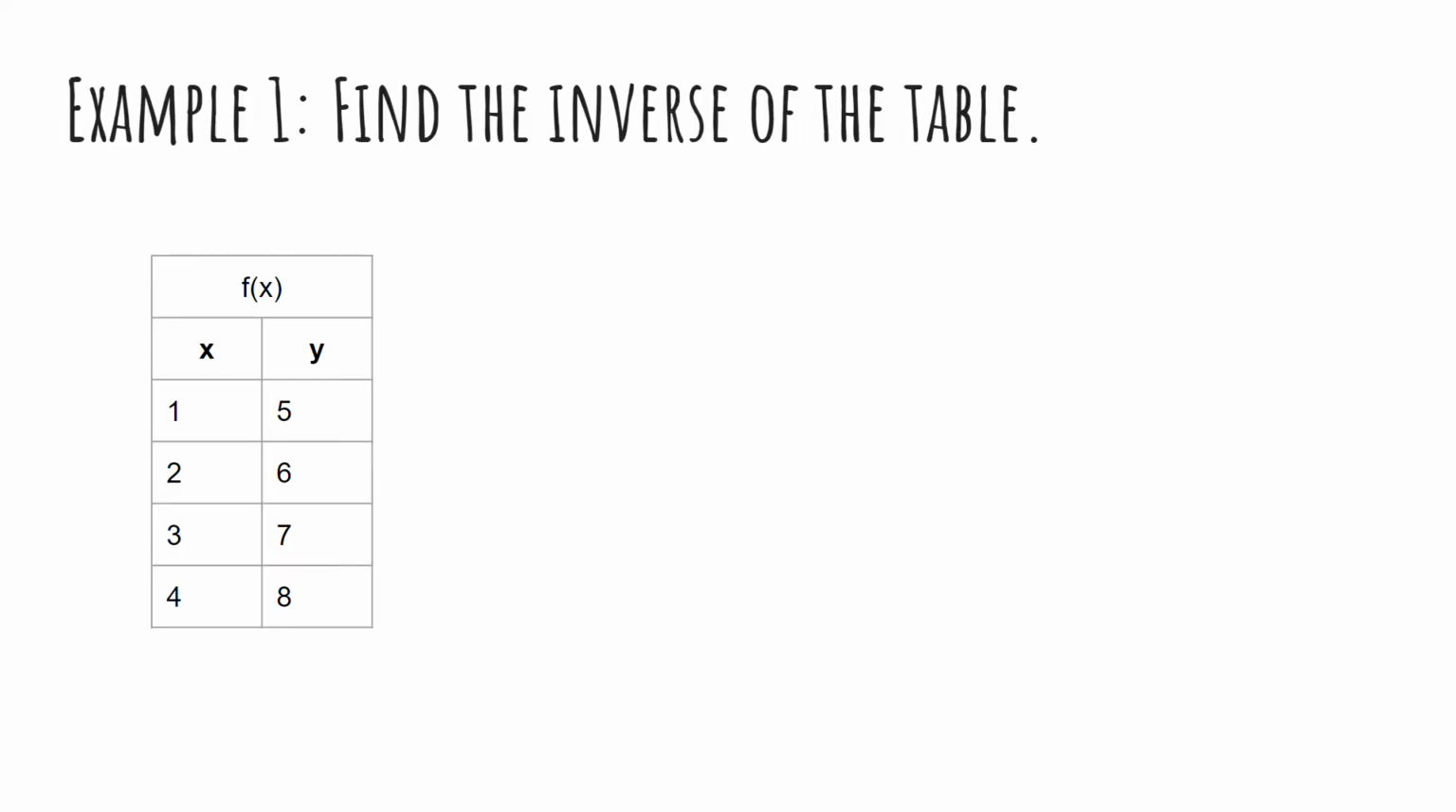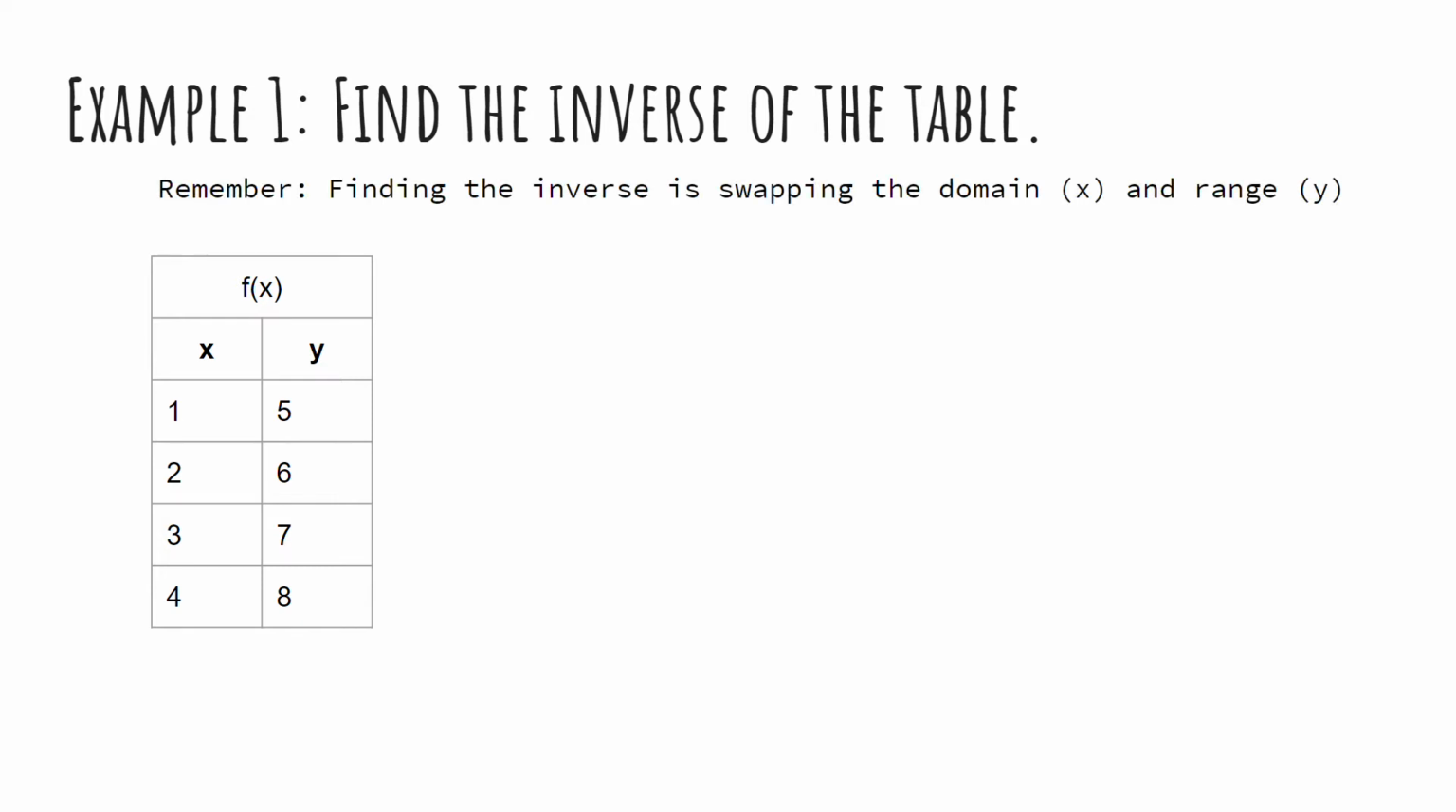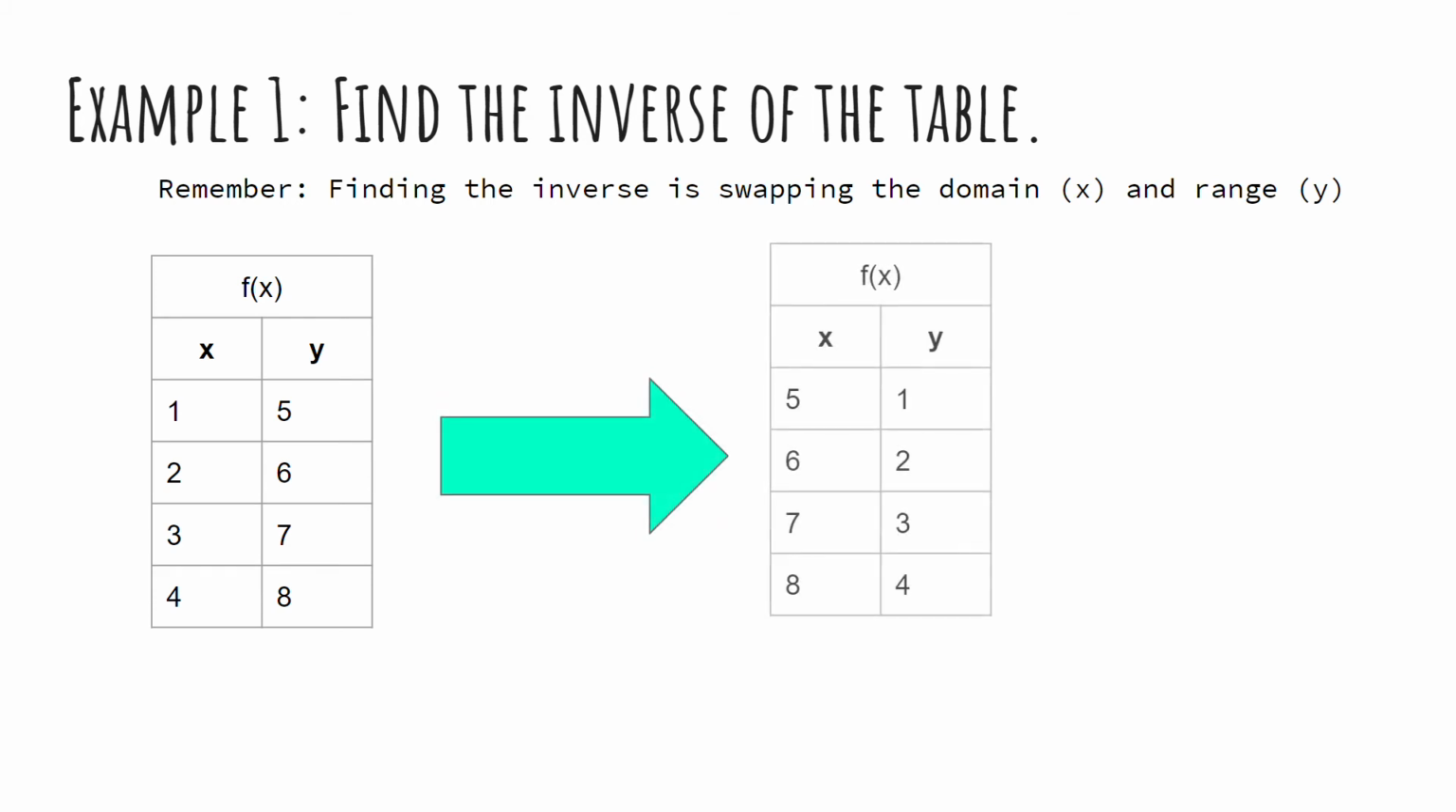So if you've got a table, to find the inverse, all you have to do is swap that x and y. And so if you'll look at the first table and then the second table, you see that the columns are just switched. Easy enough.